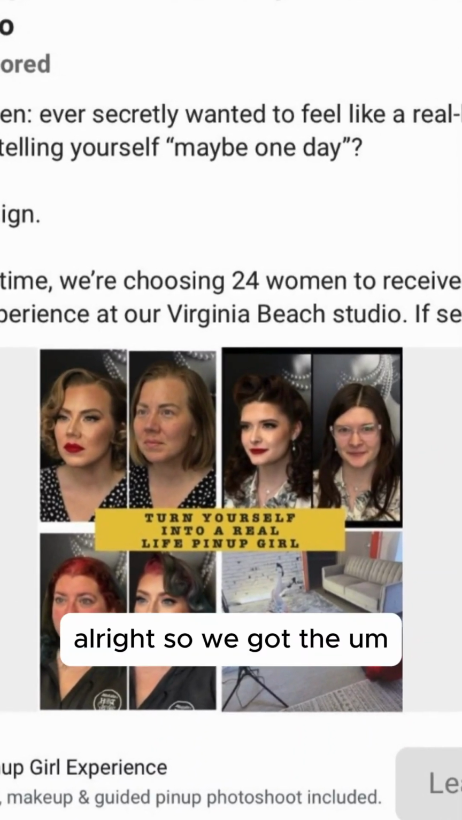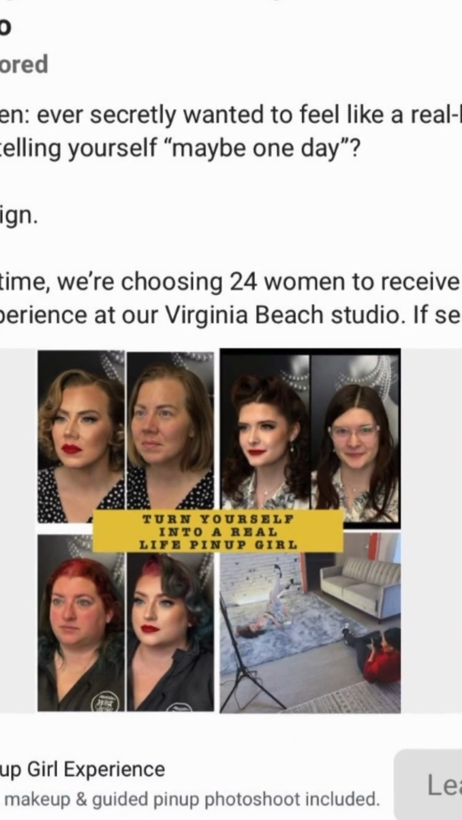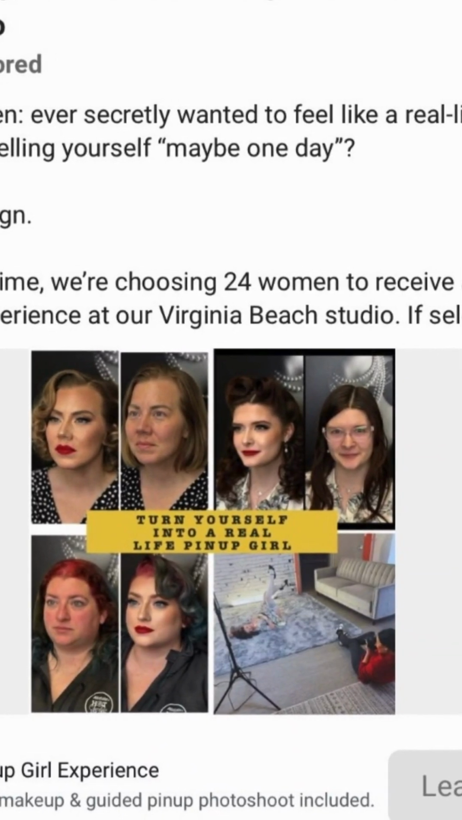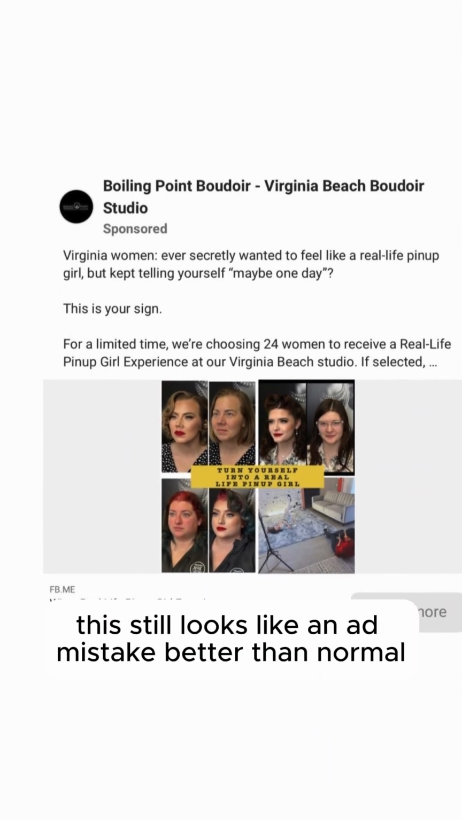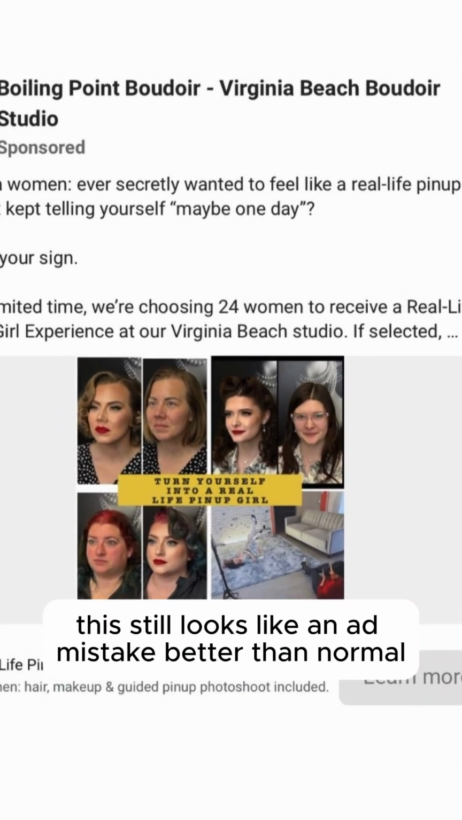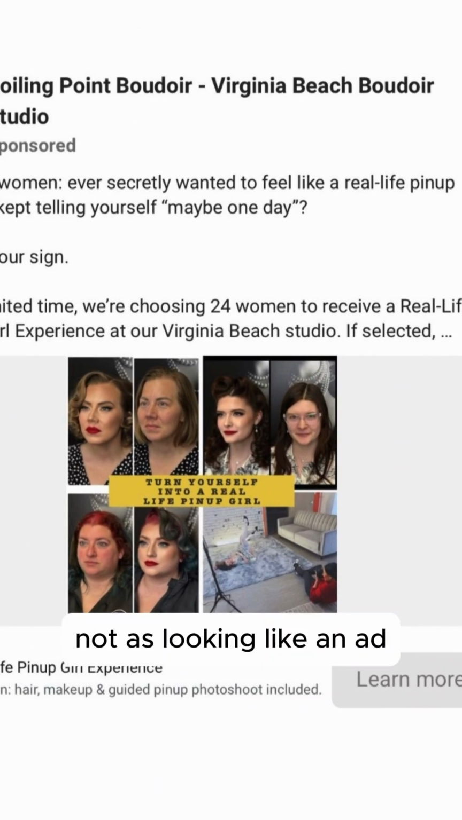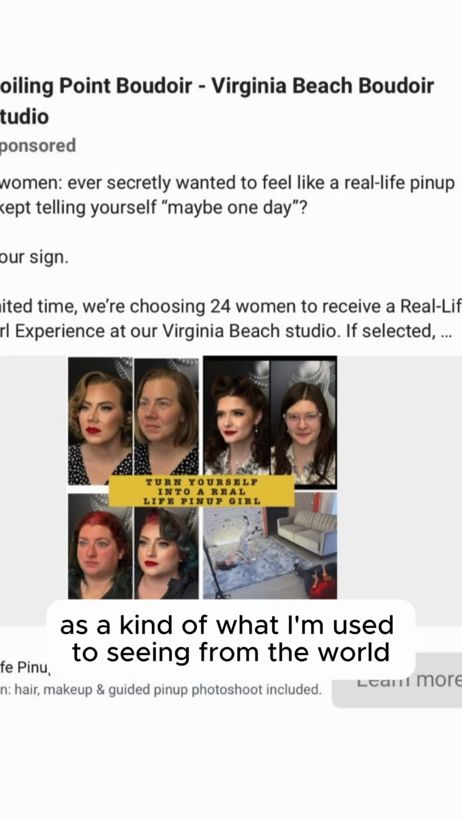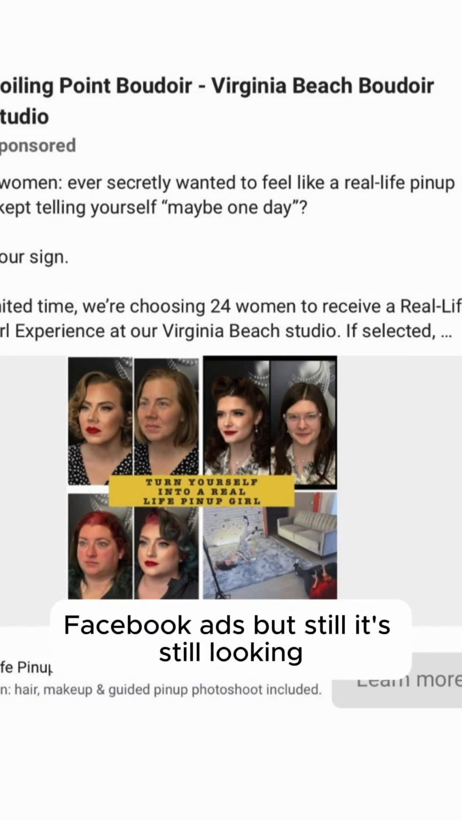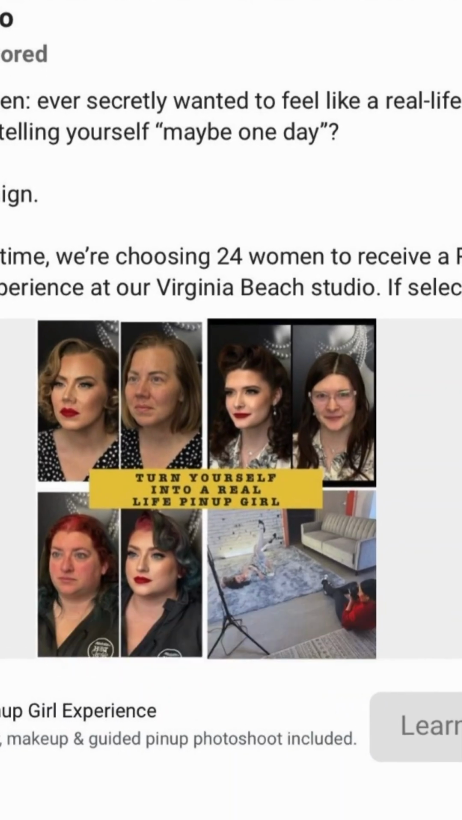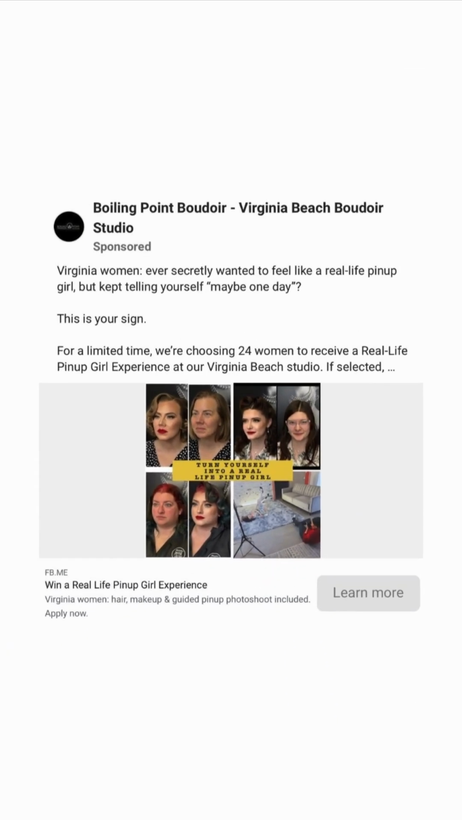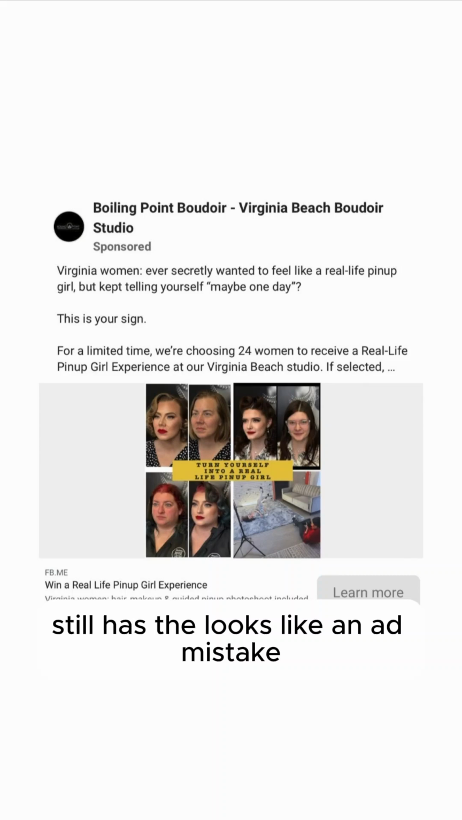All right, so we got the, yeah, this still looks like an ad mistake. Better than normal. Not as looking like an ad as what I'm used to seeing from Boudoir Facebook ads, but still, it still has the looks like an ad mistake.